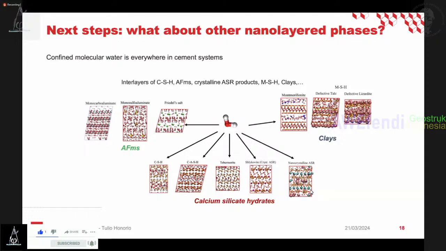AFMs are not known for having a viscoelastic behavior. So the theory should also be applied here, and you should see that the mobility of water should be so low that actually there's no creep. So it makes a full picture of all the layered phases that could be assessed with the theory.